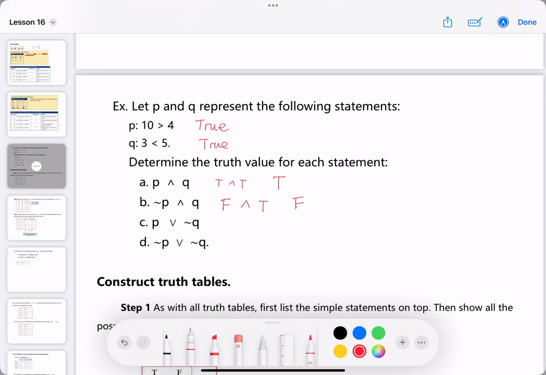So P or not Q. P is true. Or not Q means false. This is true because one statement is true. Okay, next one. Not P means false. Or not Q means false. So false or false, it is false. So for this question, the solution is true, false, true, false.